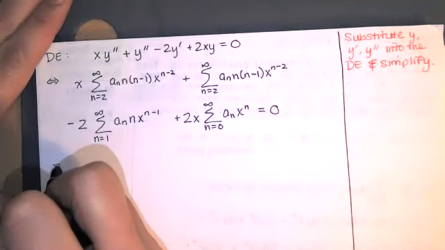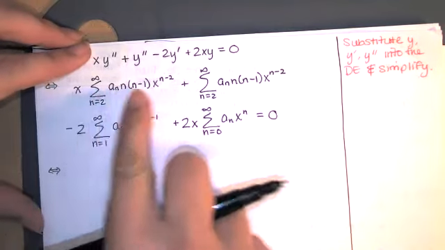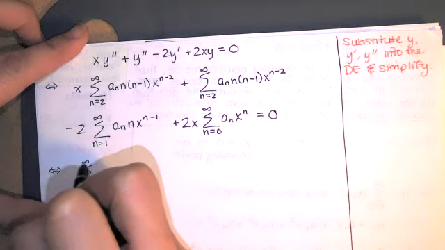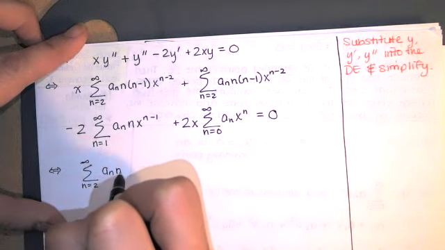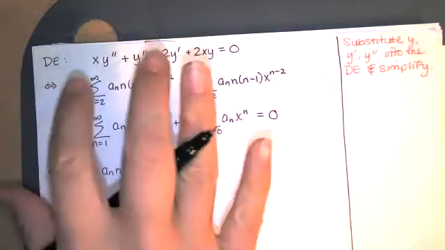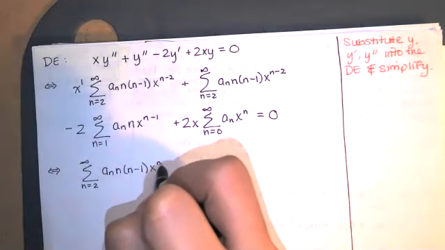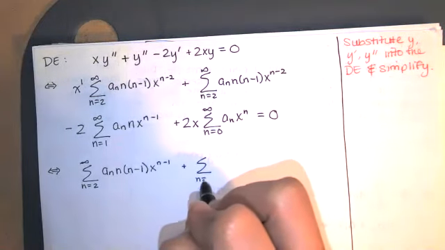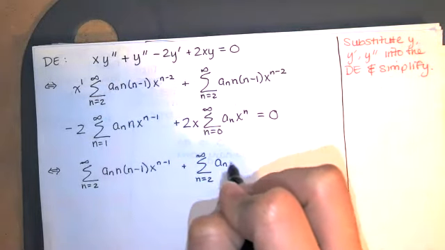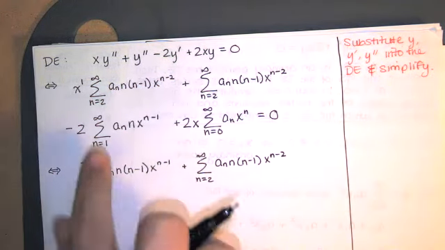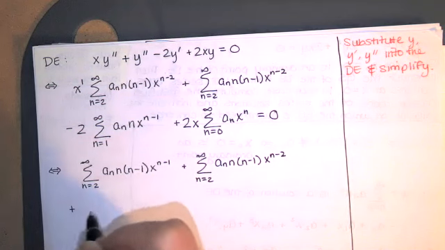So when we distribute that x to that entire infinite series, what we get is this. You have the sum as n goes from 2 to infinity of a sub n times n minus 1 times x to the n minus 2 times x to the first. Remember from algebra, you add the exponents, so that's going to give us an x to the n minus 1. This guy, there's nothing to distribute, so I'll just rewrite it. We're just simplifying here. I'll distribute my -2 into that series.